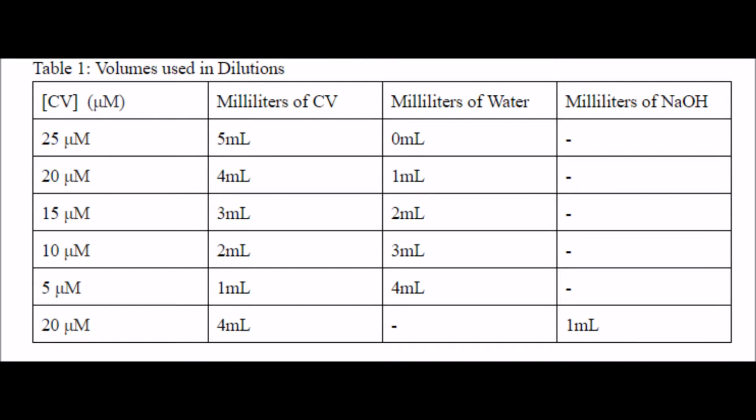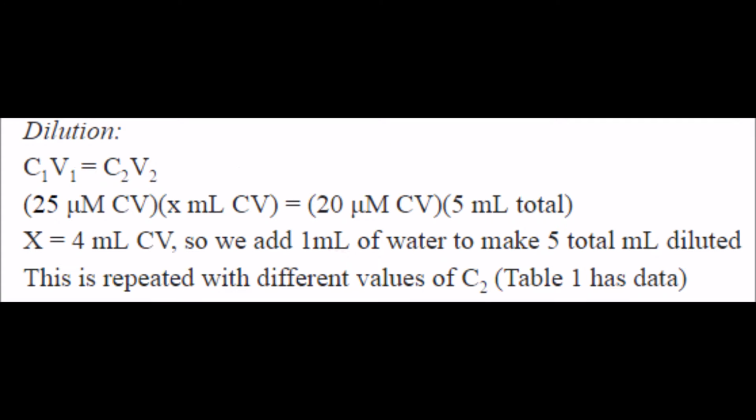The first data table shows the volumes used in the dilutions. The milliliters of water and crystal violet were determined by dilution calculations. The equation concentration 1 times volume 1 equals concentration 2 times volume 2 was used. For a sample calculation, we plugged in numbers for calculating how many milliliters of crystal violet we needed to make a 20 micromolarity sample. We can see that 4 milliliters of crystal violet are needed combined with 1 milliliter of water to make a total of 5 milliliters at a 20 micromolarity concentration. This process was repeated with the different concentrations of crystal violet.